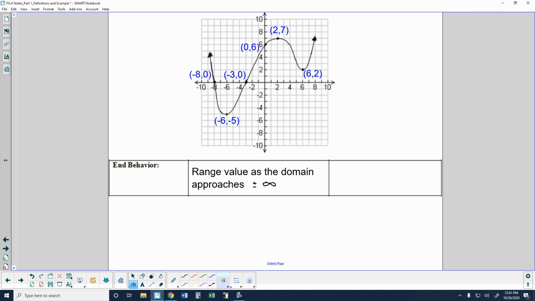So how we tend to write this is going to be some notation that's going to be new. Range values is what we're looking for, the y's, as the domain, the x's, approach positive or negative infinity. So how we write this out is x is going to go to negative infinity and x is going to go to positive infinity. We want to write what the y's do at those locations. So x is always going to go towards the left, and x is always going to go towards the right. We need to figure out what y is going to do based on that.